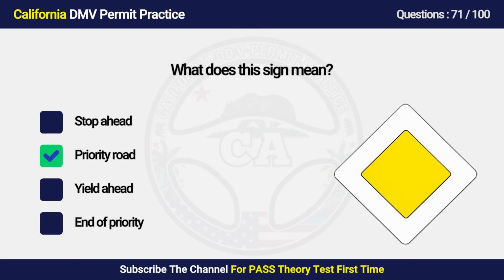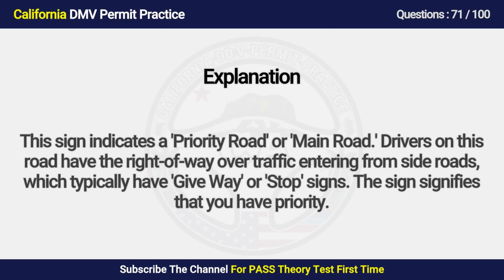Answer is B, priority road. This sign indicates a priority road or main road. Drivers on this road have priority over traffic entering from side roads, which typically have give way or stop signs. The sign indicates that you have priority.